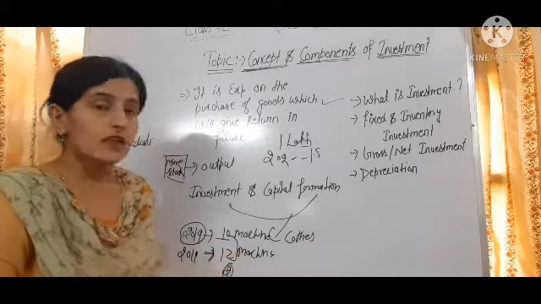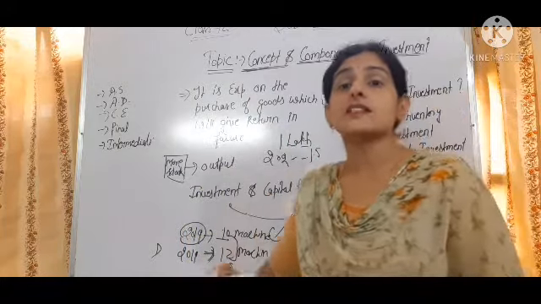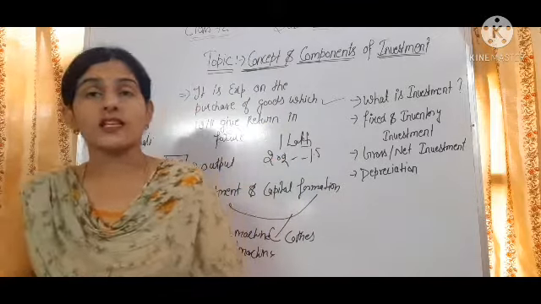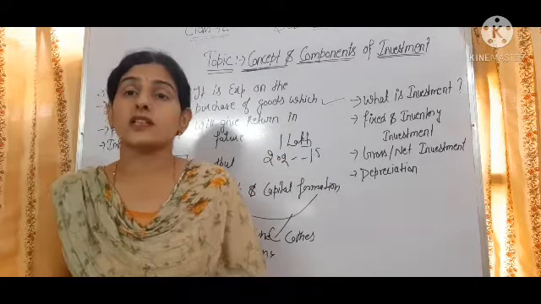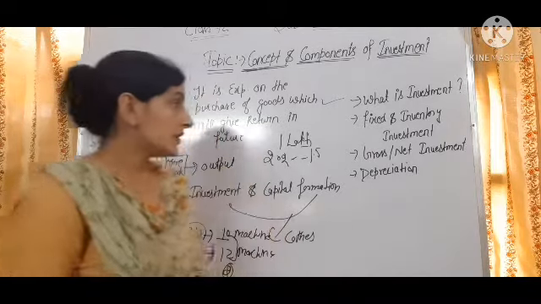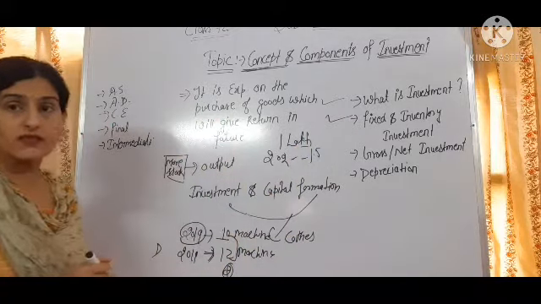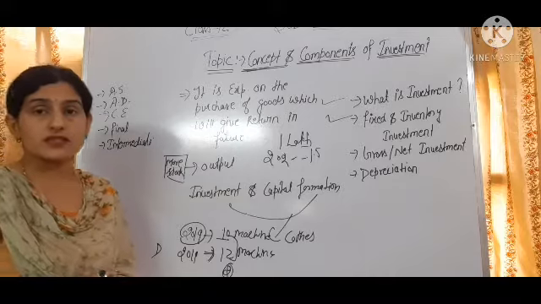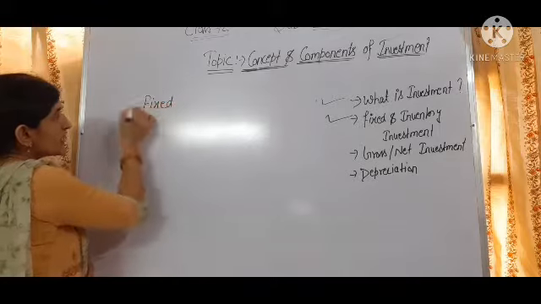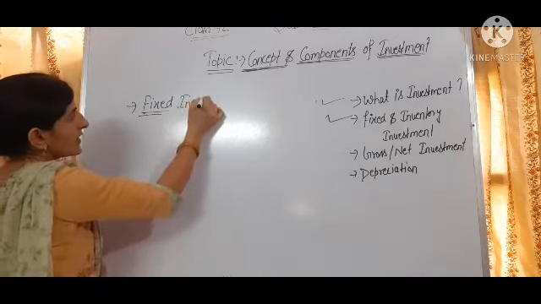Okay, so this is about investment and capital formation. So what is investment? We can say it is the process of capital formation, or investment means expenditure on the capital goods which are used in the production process, or we can say to produce something. Then we have fixed and inventory investment. Mainly two types of investment we are having: fixed investment and inventory investment.